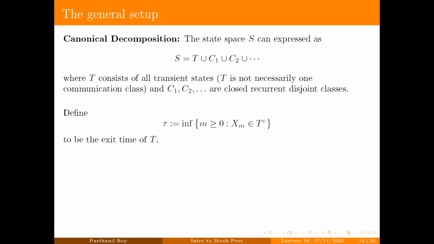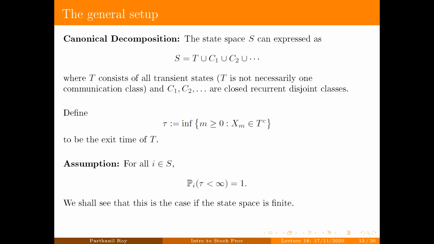So therefore, we'll actually make an assumption that starting from any state i, tau is finite with probability 1. And as we will see later, this is the case if the state space is finite, for example. So Gambler's ruin problem is an example. The state space was finite. But in general, for any Markov chain where the state space is finite, this assumption will hold.